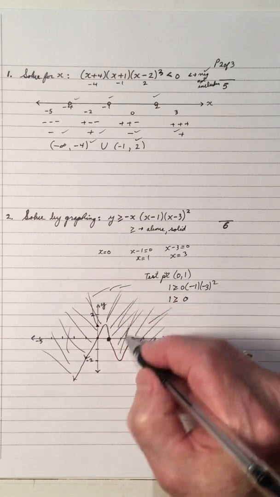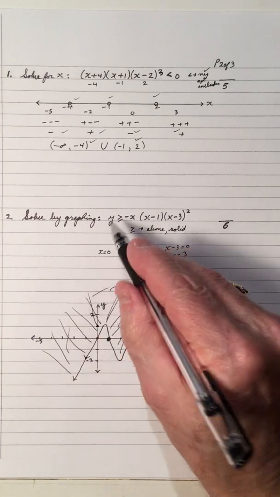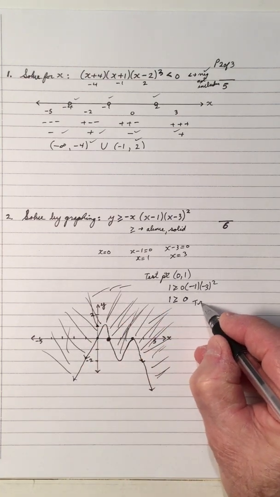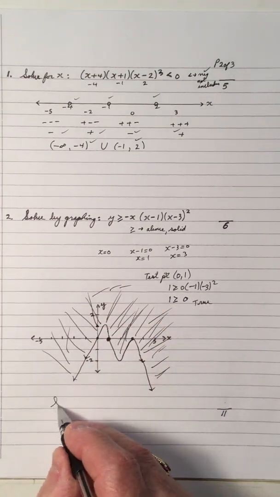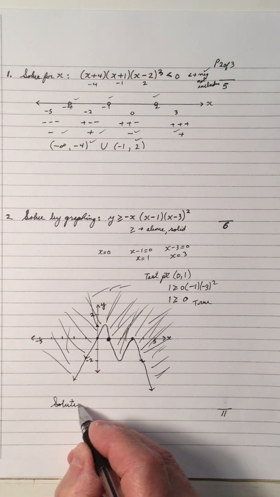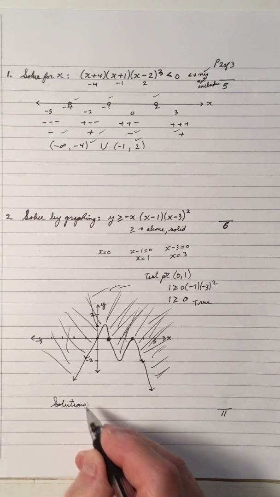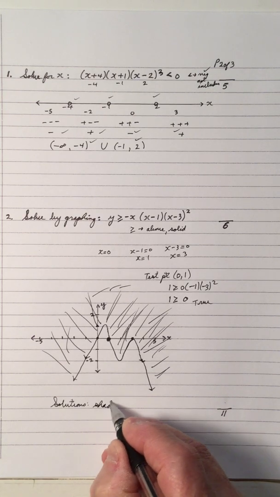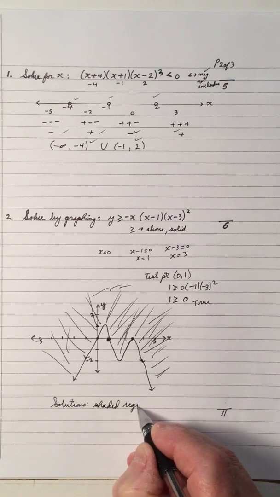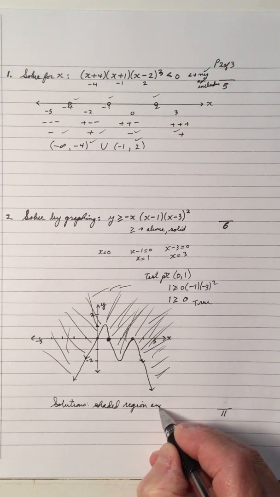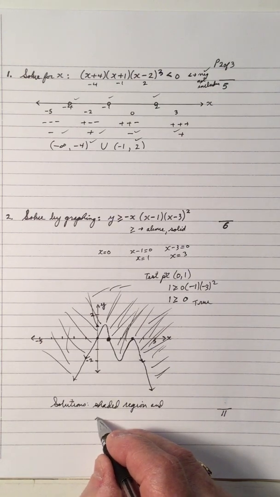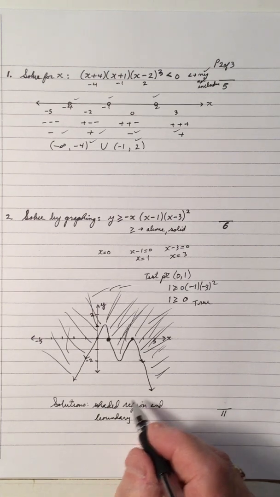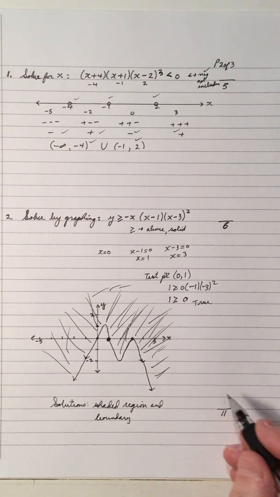So shading, as I said, greater than is above. This point verifies that it's okay. So that means the solution for this system is the shaded region and the boundary line. So all the points that are shaded and the boundary line.